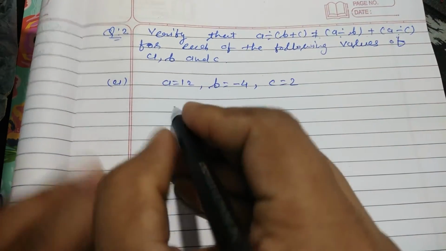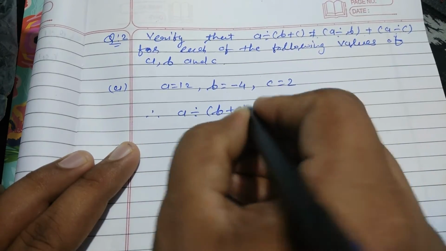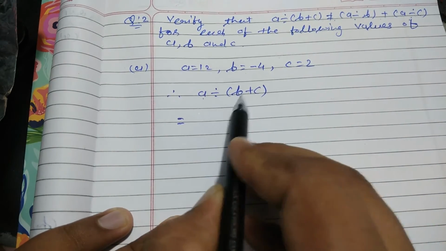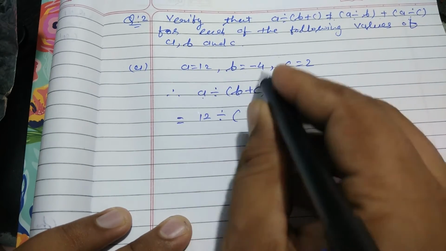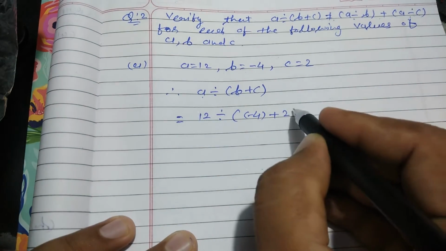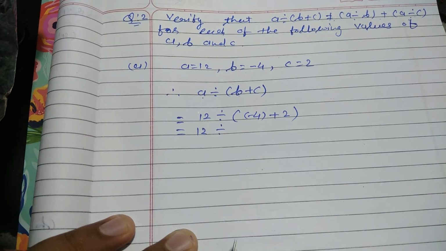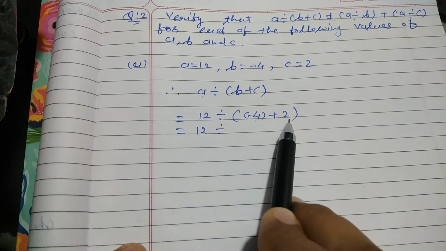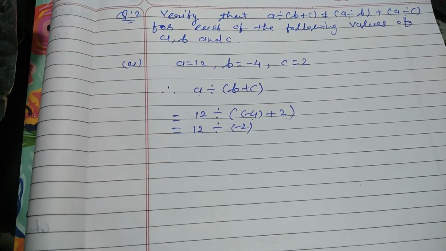First of all, we will take the first side, that is the left hand side, that is a divided by, in the bracket b plus c bracket close. That is equal to, we will put the values of a, b, and c, that is here 12 divided by, in the bracket b, that is minus 4, plus c, that is 2. That is equal to 12 divided by, first of all we will solve this bracket. So here minus 4 plus 2, that is 4 minus 2, and the minus sign, that is minus 2.